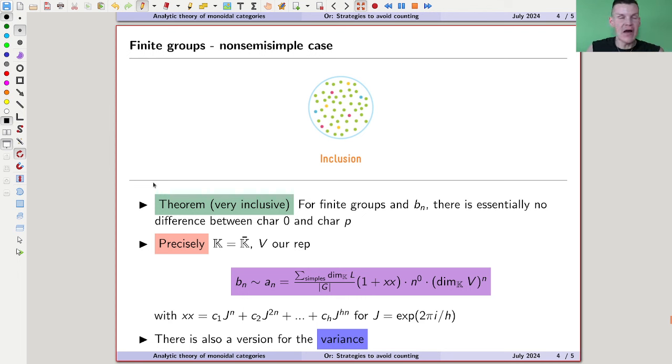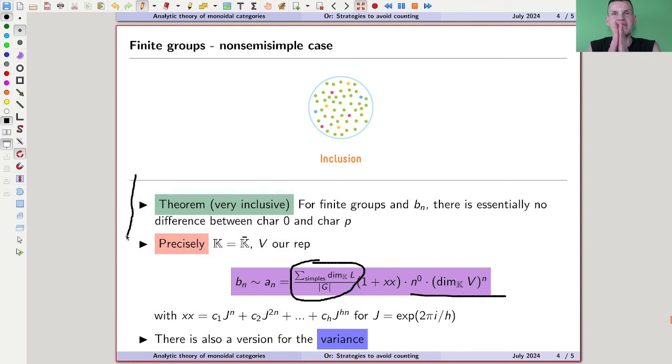And I call this a very inclusive theorem, so very nice. Equality, diversity, and inclusion, very inclusive theorem. I'm very happy. So for any finite group, there's essentially no difference between characteristic P and characteristic 0. Our formula is still given by the dimension of those guys, and the correction term is still the sum of the dimensions over the order of the group. And there's also a version for the variance, which I haven't bothered to write down. That's a very inclusive statement.